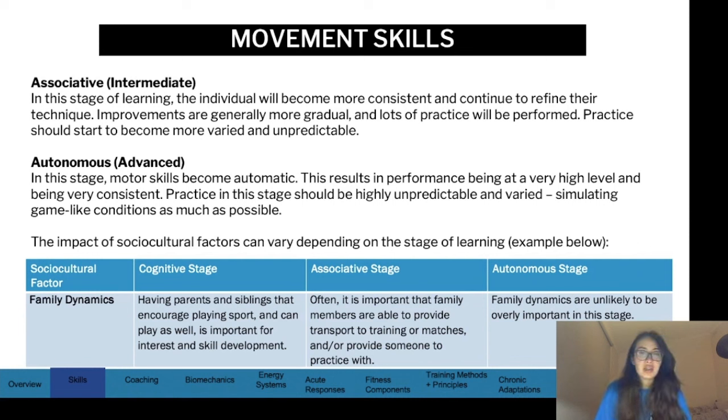In the associative stage, it's often really important that family members can provide transport to training or matches, and also someone to practice with, as well as encouragement during games and things. And in the autonomous stage, family dynamics are less important and less likely to have a huge influence. But obviously, having a good relationship with your parents and having them come to your sporting games and things is still a good thing.